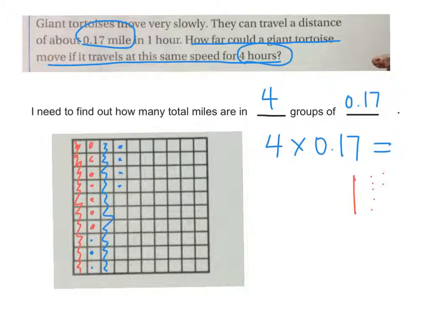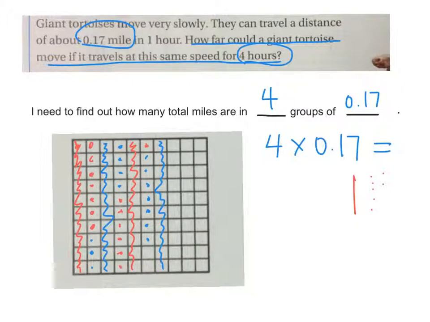Now how many groups of 17/100ths have I colored in on my hundreds chart? 2. How many groups do I need altogether? 4. So I'm going to keep going until I have 4. So here's another 10th. And here are my 7/100ths. 1, 2, 3, 4, 5, 6, 7. Now how many groups of 17/100ths have I colored in? 3. And I need to go for 1 more. Okay, so here's another 10. I have 1, 2, 3, 4, 5, 6, 7. Now I've colored in 4 groups of 17/100ths.